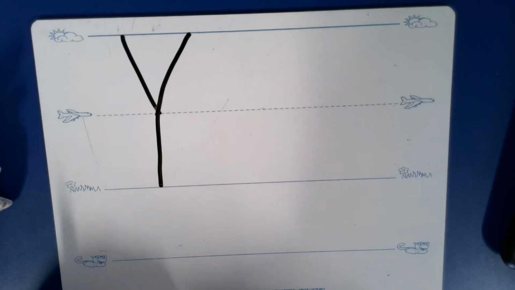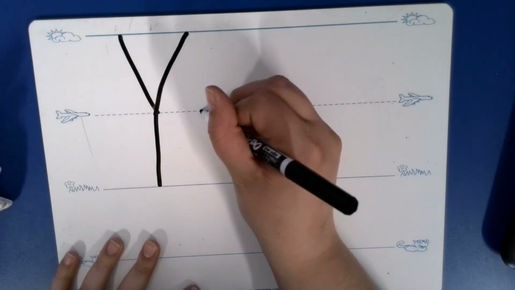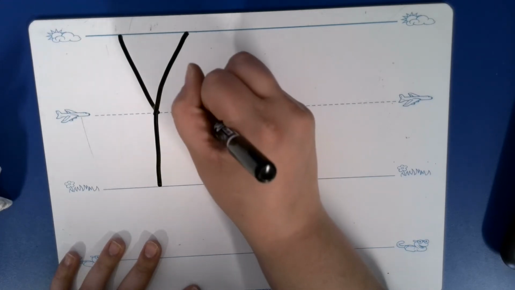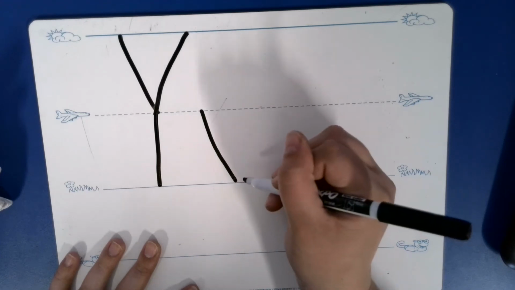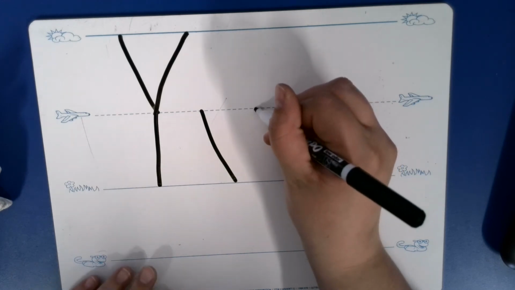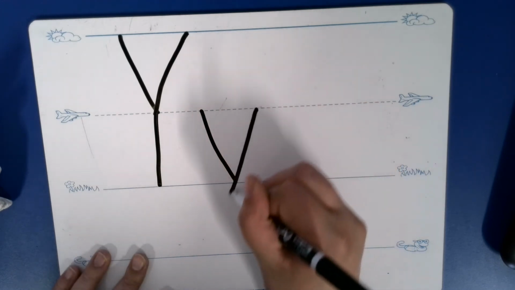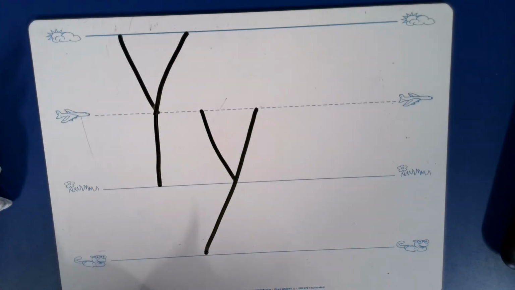Y, yellow, y. For a lowercase y, we start at the plane line. We slide down to the grass line. Then we pick up our pencil and leave a space, point to the plane line, and slide back all the way to the worm line. Y, yellow, y.